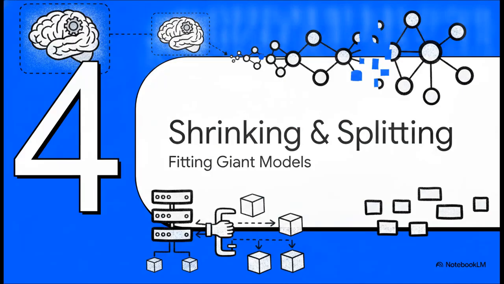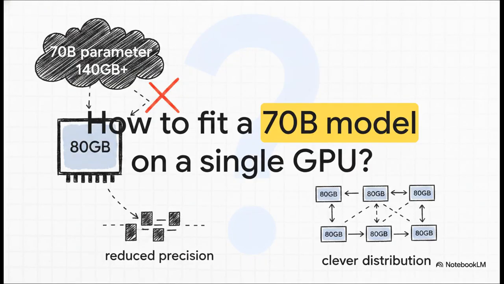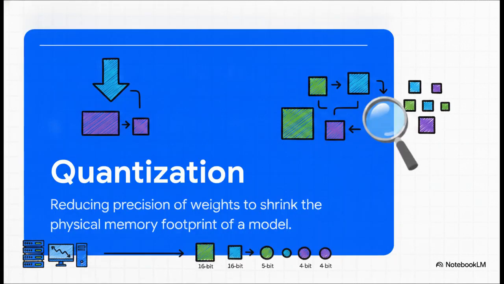Section 4. Shrinking and splitting models. So we've solved memory and scheduling, but we still face the ultimate hardware question. What if you have an 80 gigabyte GPU, but a 70 billion parameter model needs like 140 gigabytes just to load? When the model itself is fundamentally too big for the physical hardware, we have to rely on reduced precision and some very clever distribution. First up, we shrink it down using quantization.